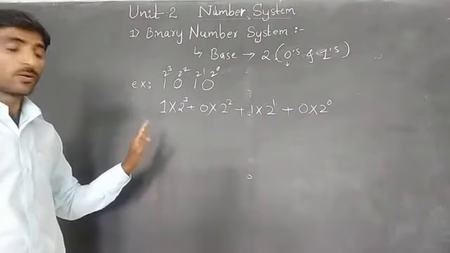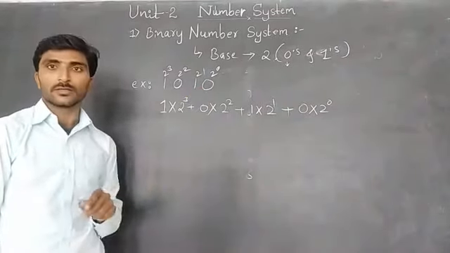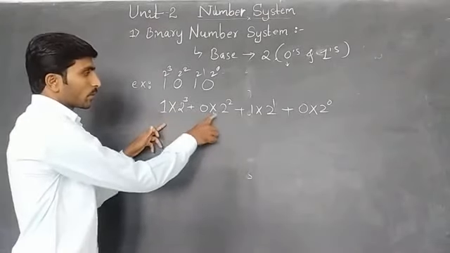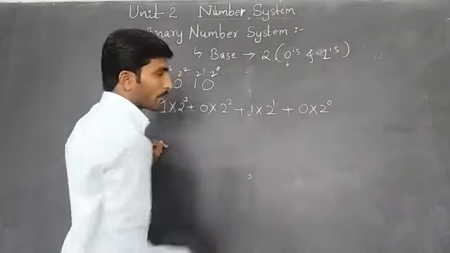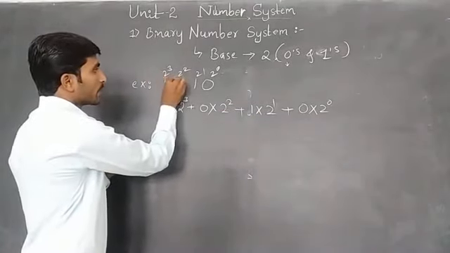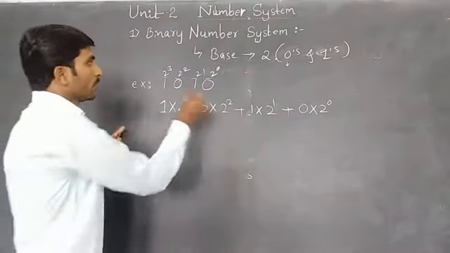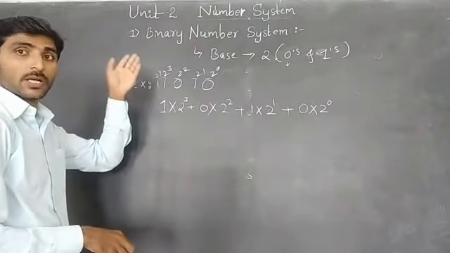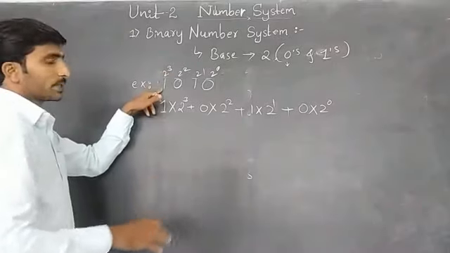This is how to convert this value to the decimal equivalent: 1 into 2 to the 3, plus 0 into 2 to the 2, plus 1 into 2 to the 1, plus 0 into 2 to the 0. I have written the positions here, and according to that you write this. If there are more digits, you continue with 2 to the 4, 2 to the 5, 2 to the 6, and so on. Here we just have 4 digits in the binary number.